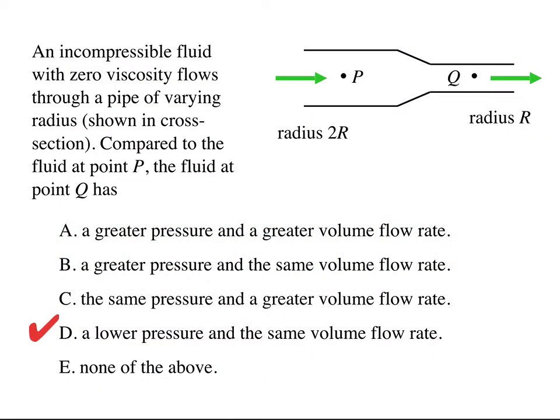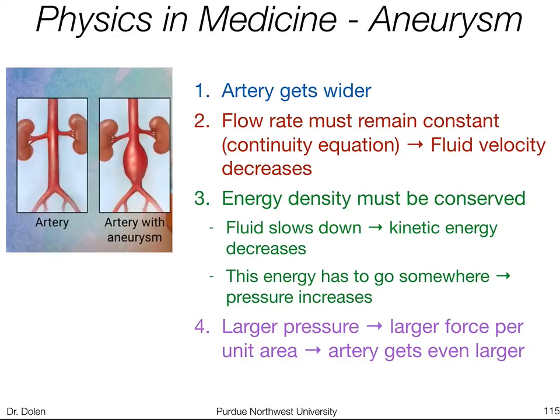So let's go through some examples of this. First, in medicine, this is an important idea. This could actually save your life, an understanding of what an aneurysm is. When you have a weak blood vessel and an artery gets a little bit wider, what happens? Well, the flow rate in that blood vessel has to stay the same based on the continuity equation. The flow rate in this part of the artery has to be the same as in this part of the artery. So since the artery is getting bigger, that means the fluid velocity is going down.